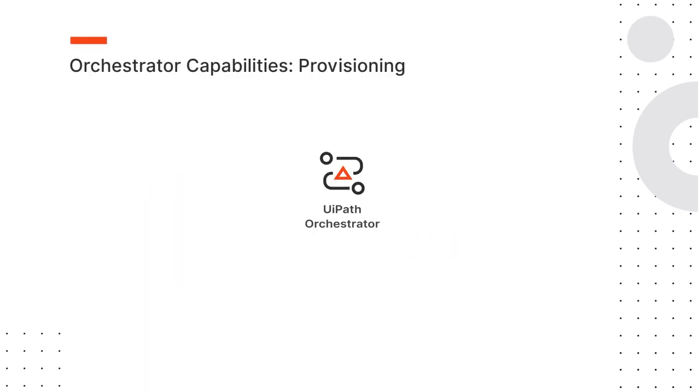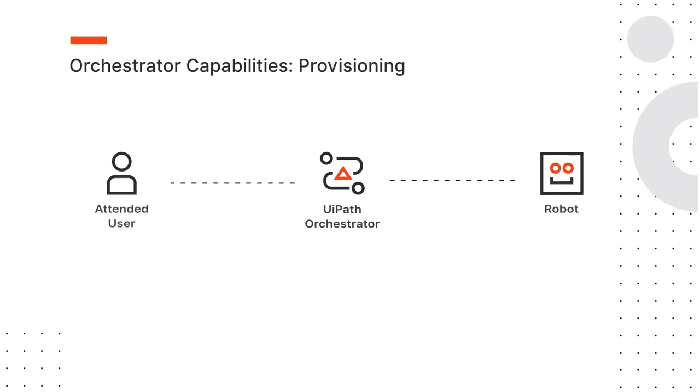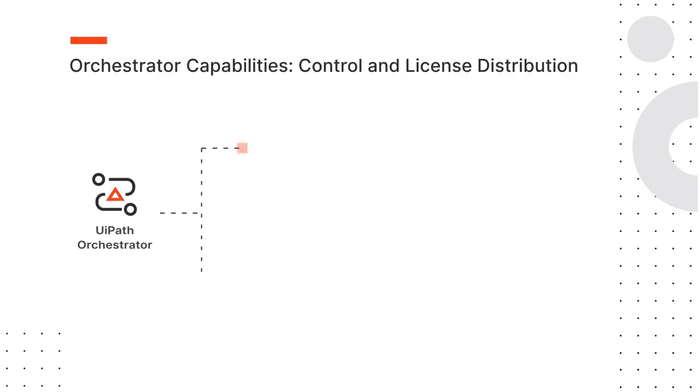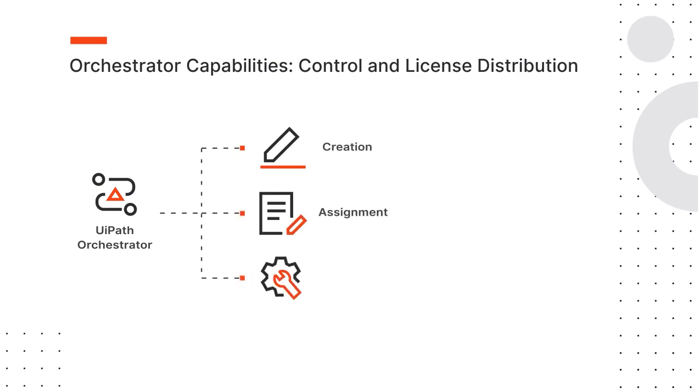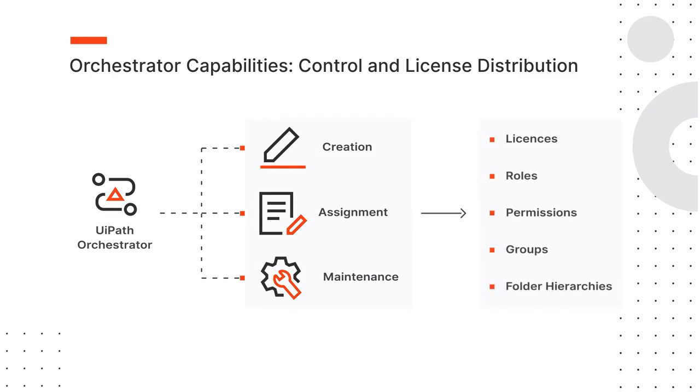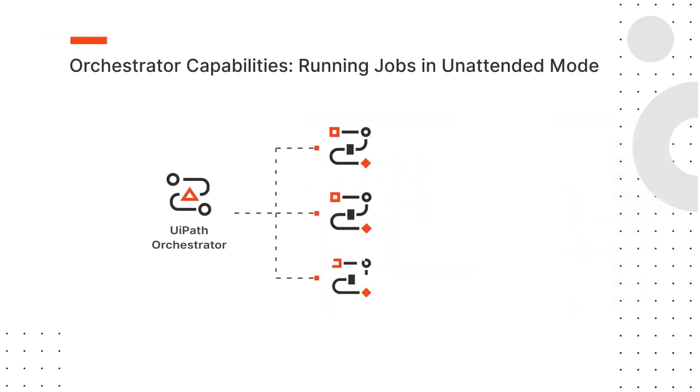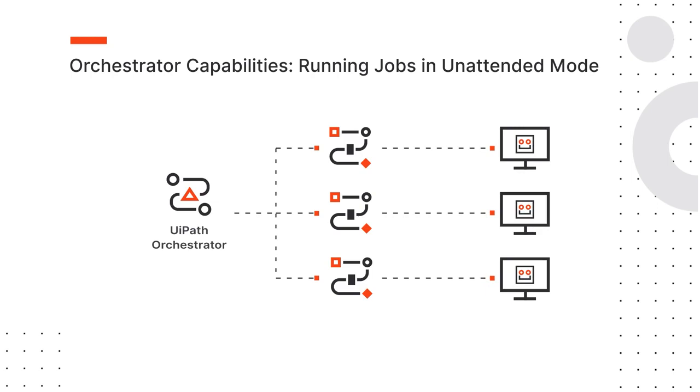Provisioning. Orchestrator creates and maintains the connection with robots and attended users. Control and license distribution. Orchestrator also enables the creation, assignment, and maintenance of licenses, roles, permissions, groups, and folder hierarchies. Running automation jobs in unattended mode. As presented earlier, it enables the creation and distribution of automation jobs in various ways, including through queues and triggers.